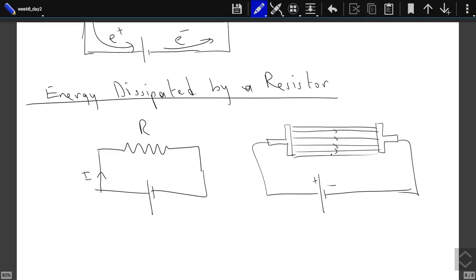Now, just imagine one electron sitting over here. What is the direction of the force acting on the electron? It's in the opposite direction to the electric field. So this is the direction of the force acting on the electron. So the electron will be moving in that direction. So the electric field is doing work on the electron.